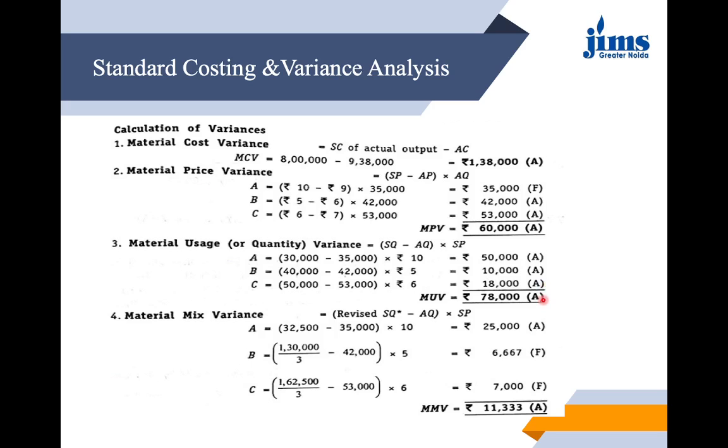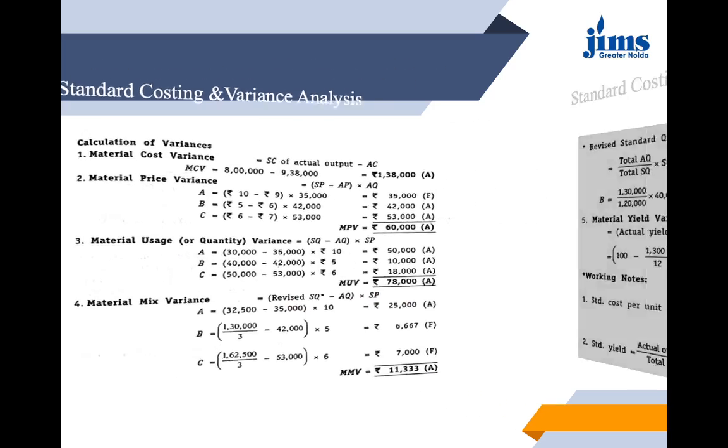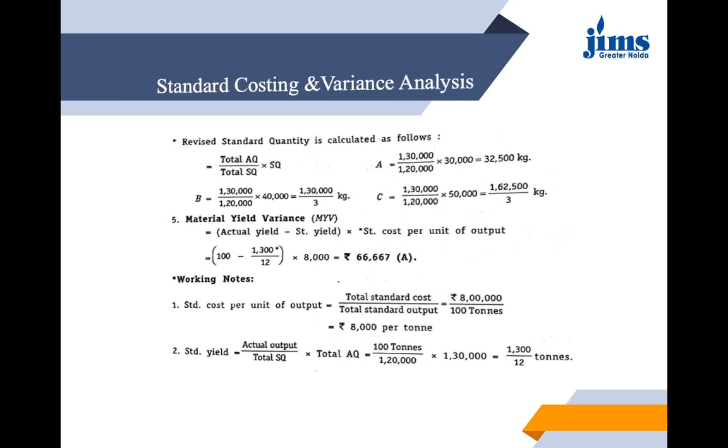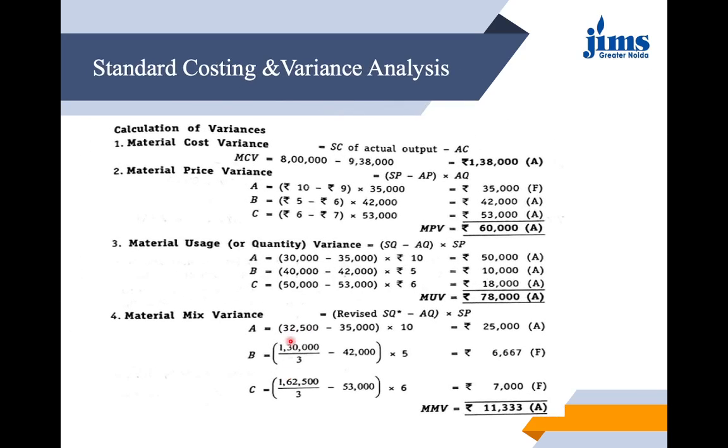Then material mix variance: revised standard quantity minus the actual quantity into the standard price. We can calculate the revised standard quantity. Let us see on the next slide: total actual quantity upon total standard quantity into the standard quantity. We can calculate these values and finally use them in the formula. We put them here one by one, subtract from actual quantity and multiply by the standard prices to obtain an adverse variance finally of 11,333.